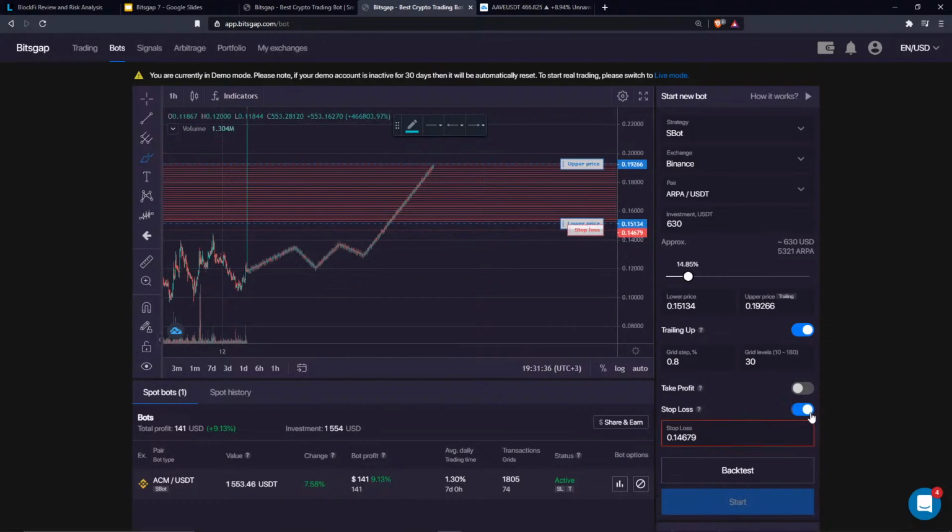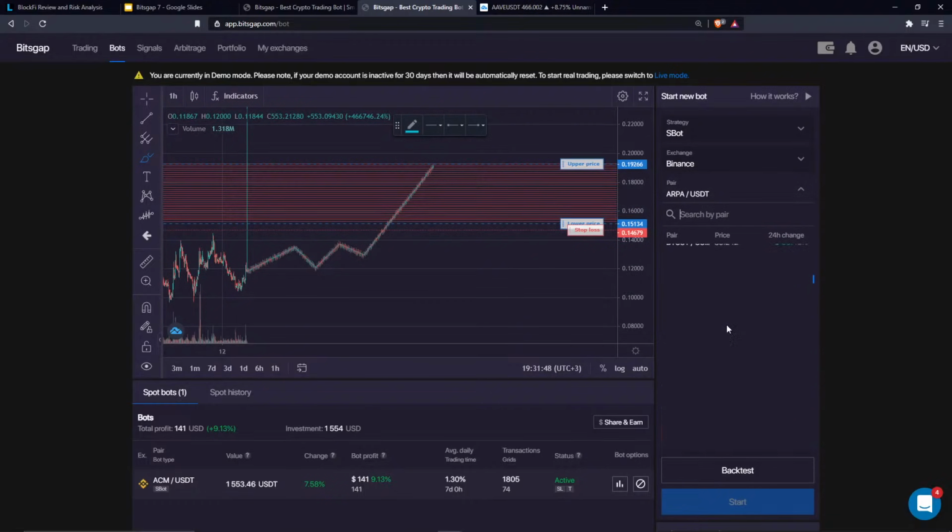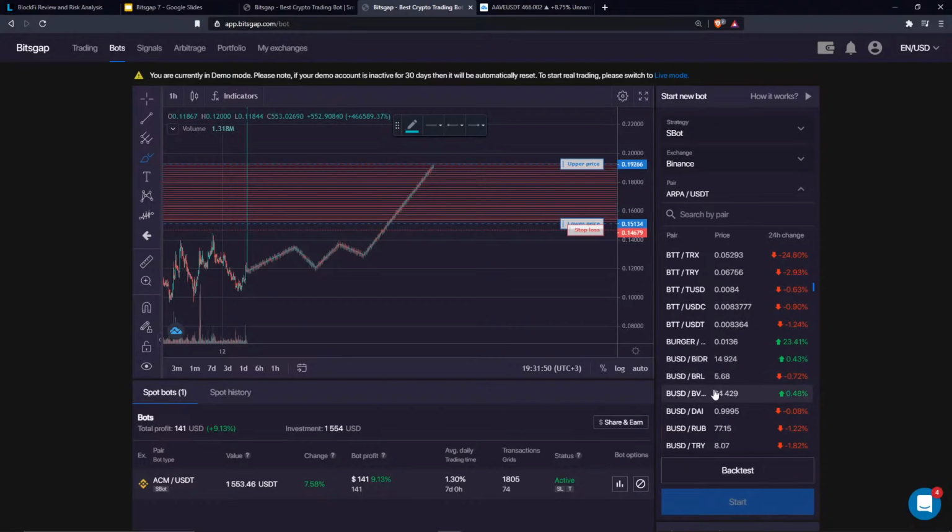Regarding the stop loss, that's the crucial instrument we have in risk management, which basically limits the loss, okay? So let's switch to any random crypto. Let's say QT trading to USDT.